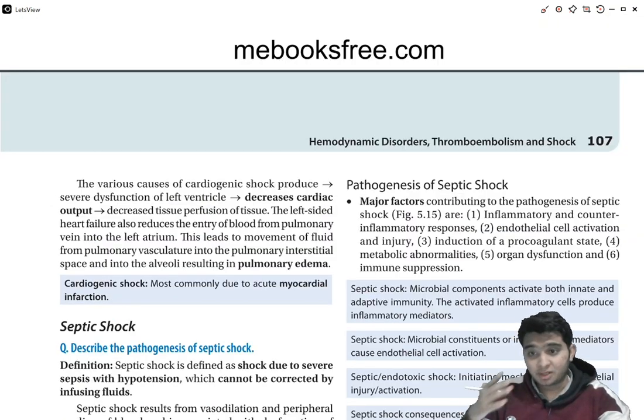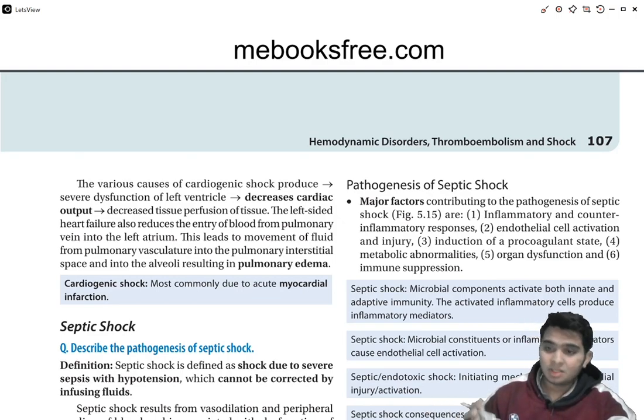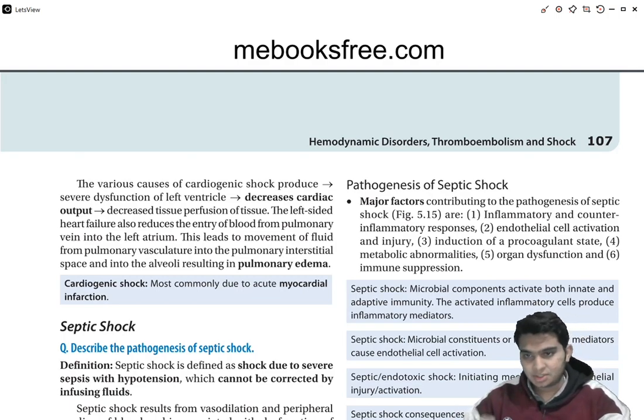If the cardiac function is impaired, meaning decreased cardiac output, it leads to decreased tissue perfusion. And left-sided heart failure leads to pulmonary edema as well. So this is the basic mechanism and causes of cardiogenic shock.